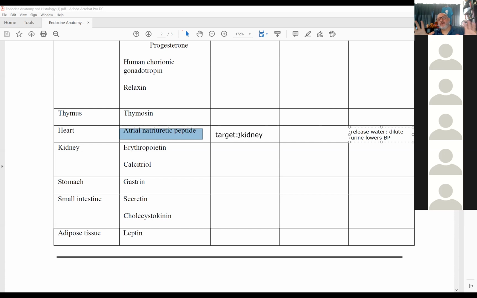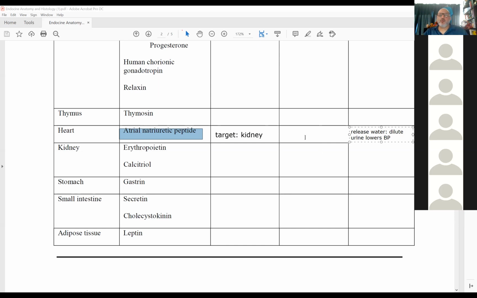Remember, most of these hormones get into the blood, get into the circulation. And once a hormone gets into the blood, where can it go? All over the body. Everywhere in the body. Does that mean it affects every single cell in the body? No. So that's why we need to know what the specific target is. While atrial natriuretic peptide can get into the blood and go anywhere, it specifically targets the kidney and tells the kidney to release more water, making dilute urine, lowering our blood pressure.